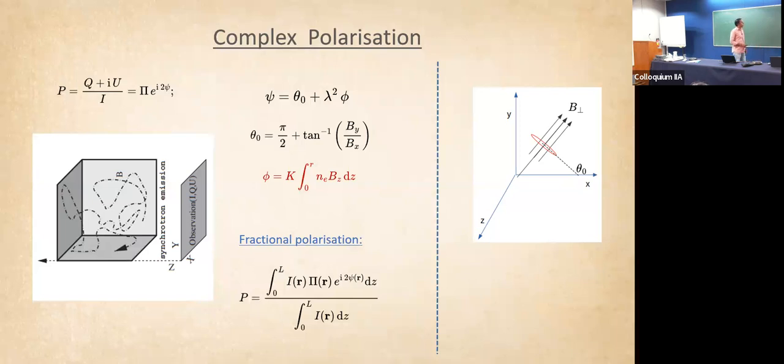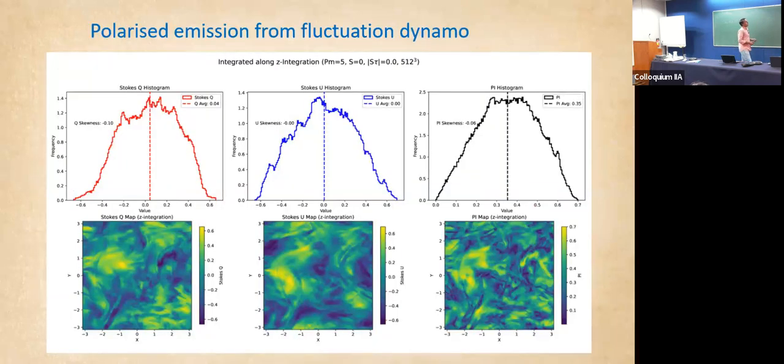I just integrate along the line-of-sight direction and then divide by the total intensity to get the fractional polarization. Here I've shown the polarized emission for the fluctuation dynamo part, where this is the normalized QU, and this is the fractional polarization. You can see that the fractional polarization varies from 2.7. There is nothing much we can see from this map, but if we plot its distribution, we can see that the distribution is sort of symmetric with very small skew. The average polarized intensity is around 0.35 for this zero shear case.